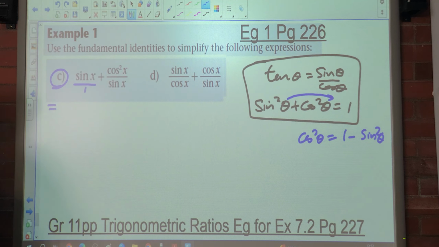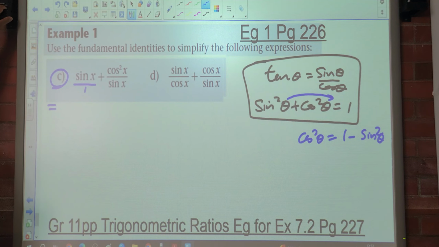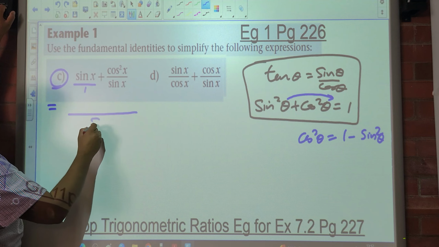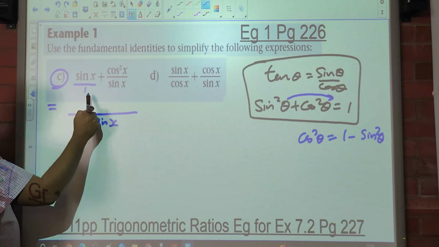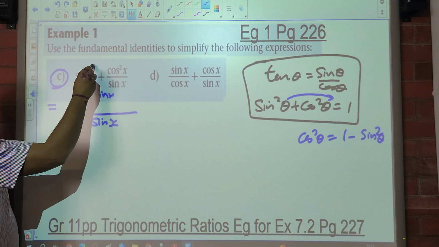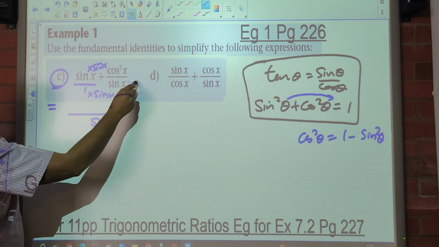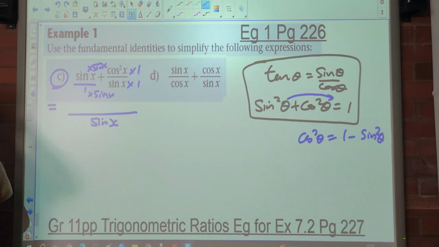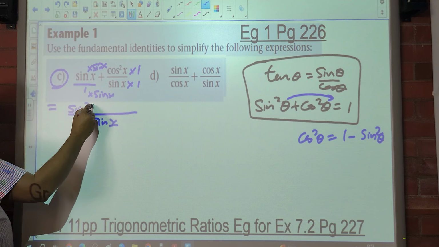Not so. So what's your LCM between 1 and sine x? Sine x. Okay. So 1 multiplied by what is sine x? Sine x. Times that by sine x. Not so. So sine x multiplied by what is sine x? So sine x multiplied by sine x? Sine squared x.